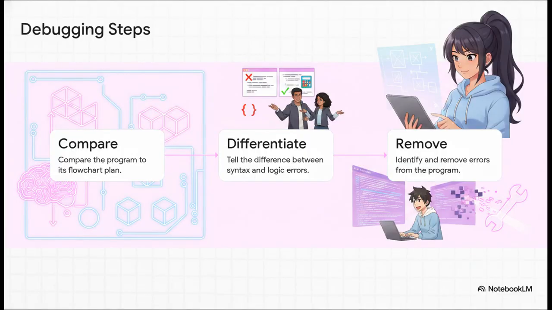Here are the steps to debug like a pro. Step 1, and don't skip this, always compare the broken program back to your original flowchart. Sometimes the code you typed is perfectly fine, but your initial algorithm plan was just wrong. Step 2, figure out what kind of error it is. A syntax error means you made a typing mistake, like forgetting a bracket or a speech mark. A logic error means the code runs fine, but it does the wrong math or gives the wrong answer. Once you know what you're dealing with, step 3 is to systematically remove those errors.